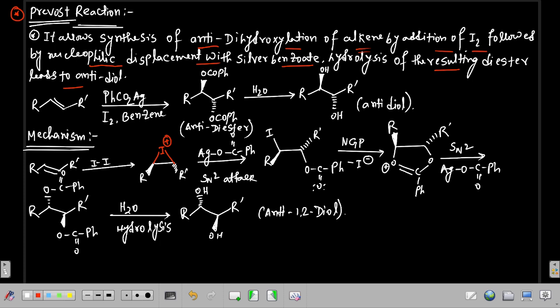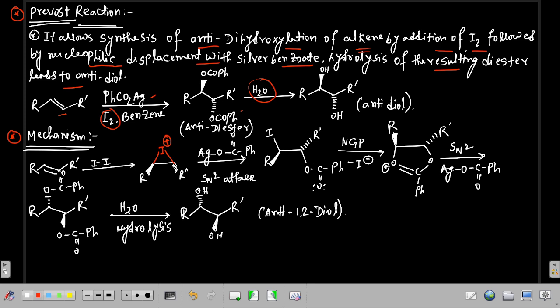So here we are using an alkene, so it will react with this. First it will react with this iodine, later it will react with this silver benzoate to form this anti-diester. This anti-diester will react with the water to form anti-diol. So by the Prévost reaction we can synthesize this anti-diol. Only anti-diol will be formed by this Prévost reaction. Now we will see the mechanism of the reaction.